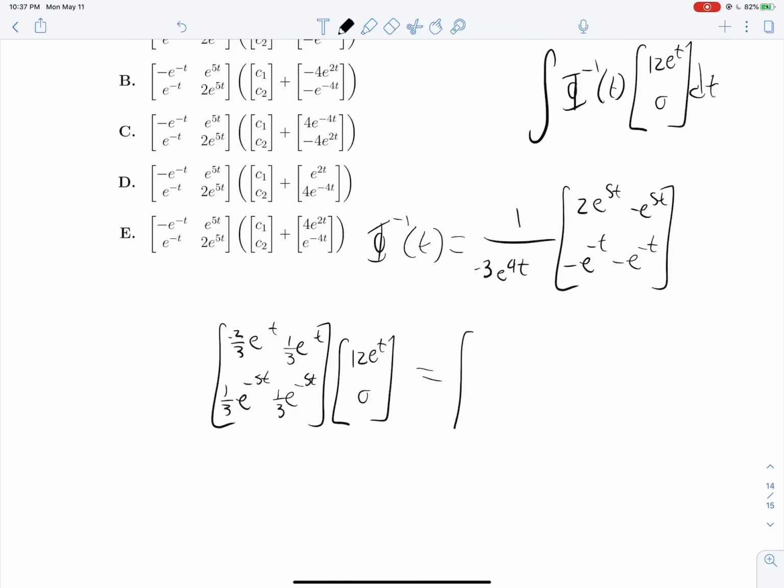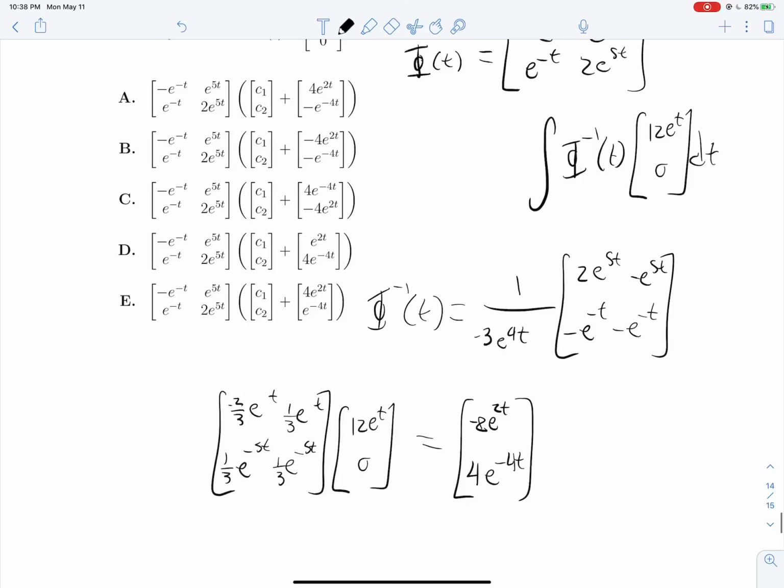And then computing this ends up being pretty easy. We just get, let's see, negative 24 over 3. That gives us negative 8 e to the 2t. And then on the bottom we get 4 e to the negative 4t. And then finally, all we have to do is integrate this thing. We have the integral of this dt.